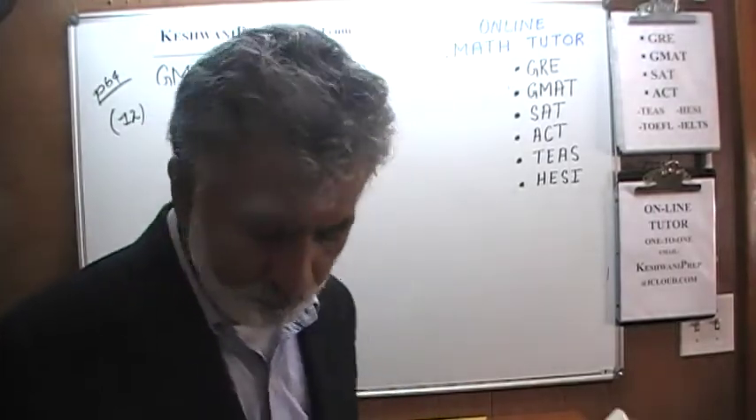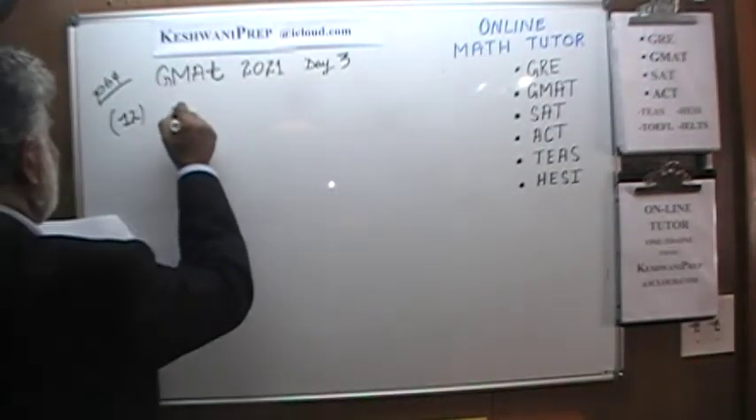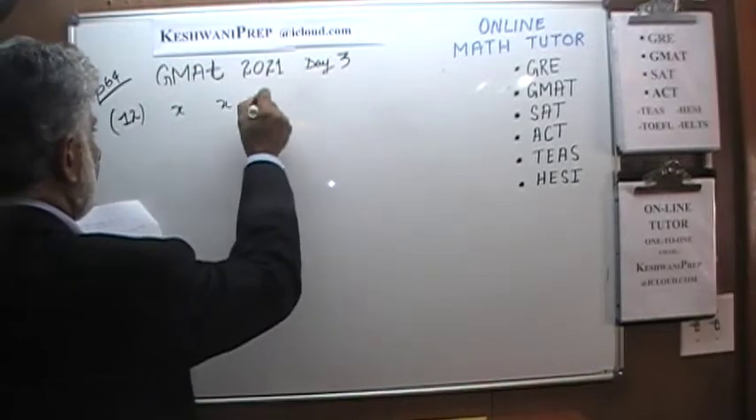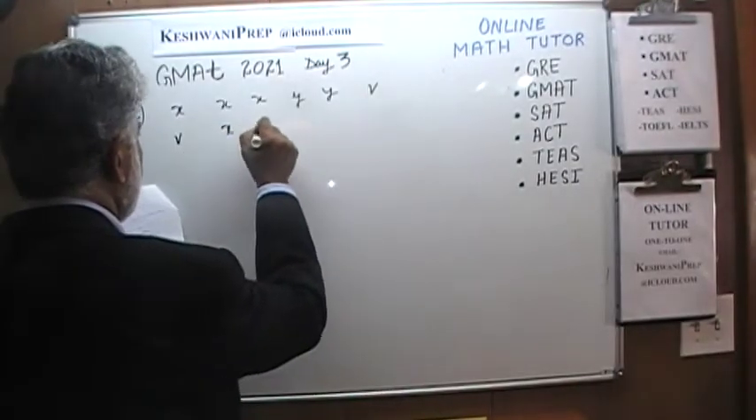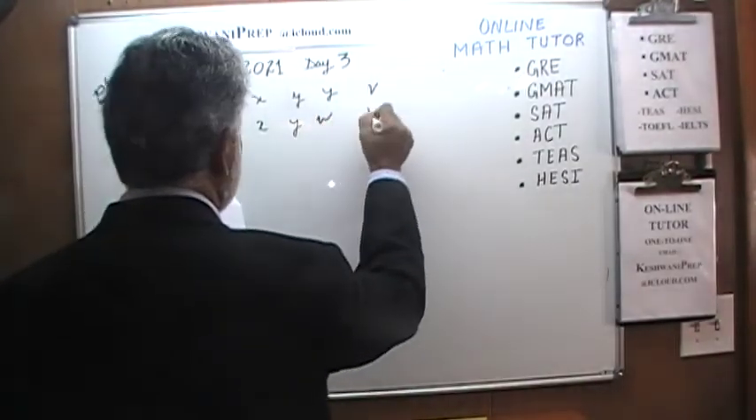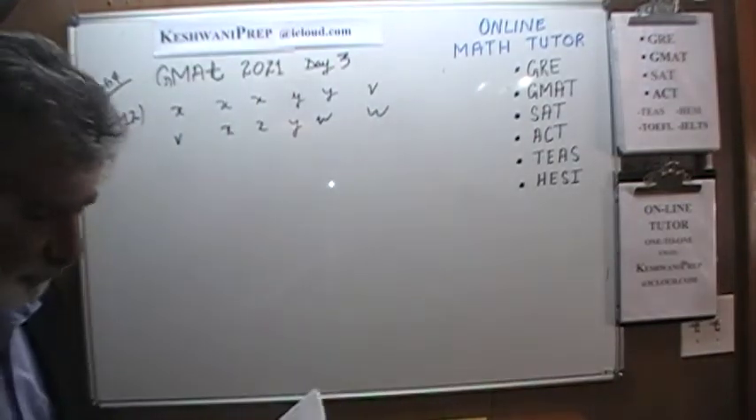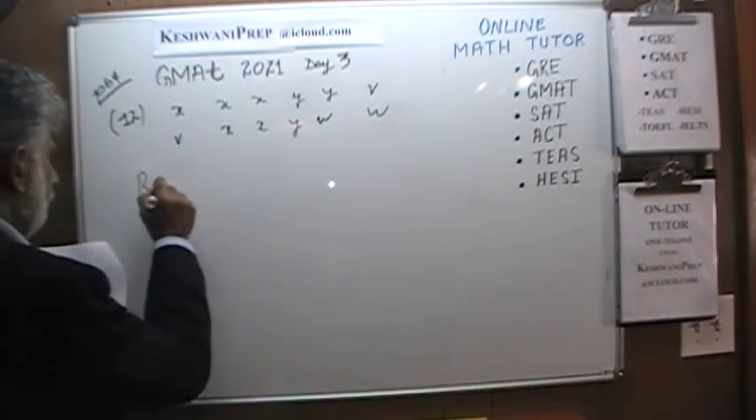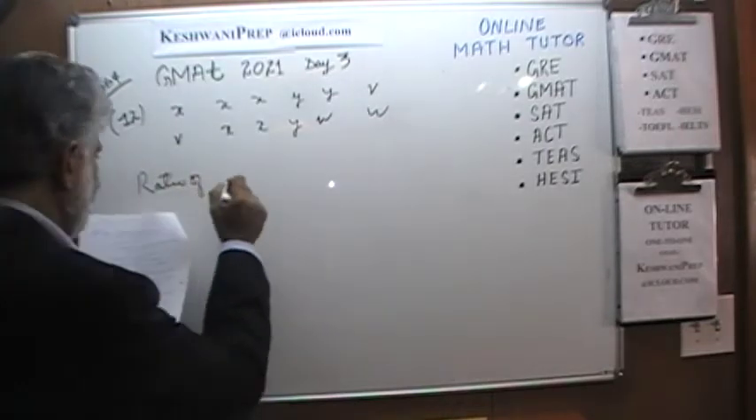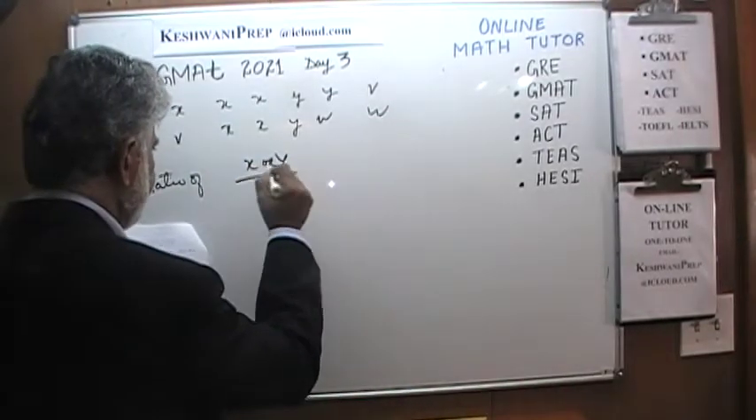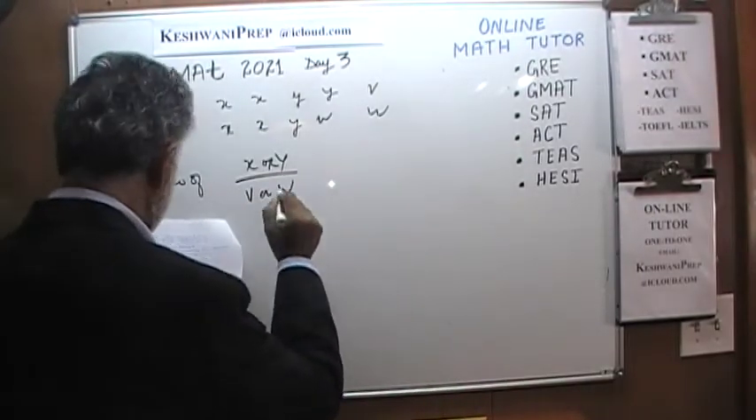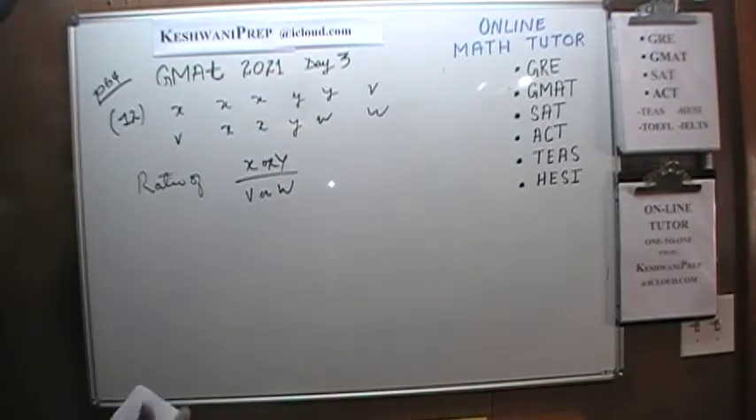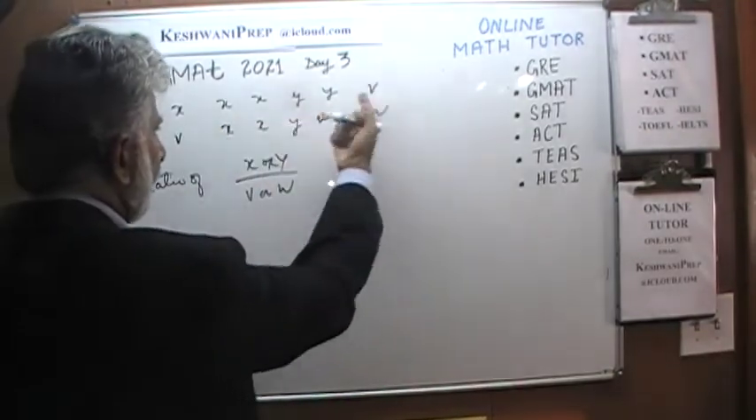We have 12 squares, labeled x, x, x, y, y, v, v, x, x, y, w, w. It's a very simple, very straightforward problem. We are simply looking for the ratio of x or y over v or w. So we just have to count how many there are. There are 12 of them altogether.